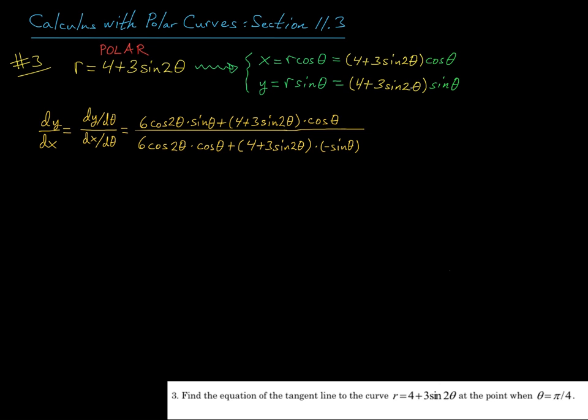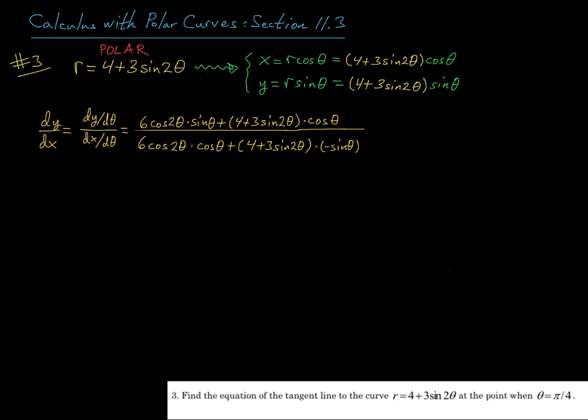So differentiating this expression for y with respect to theta, I'm going to use the product rule here. The derivative of this expression for r is 6 cos 2 theta, and that's going to multiply the sine of theta, plus this expression for r times the derivative of sine, and that's cosine. And then downstairs we have dx d theta, a similar calculation. We're going to get 6 cos 2 theta times cos theta, plus 4 plus 3 sine 2 theta times the derivative of cos, and that's negative sine theta.